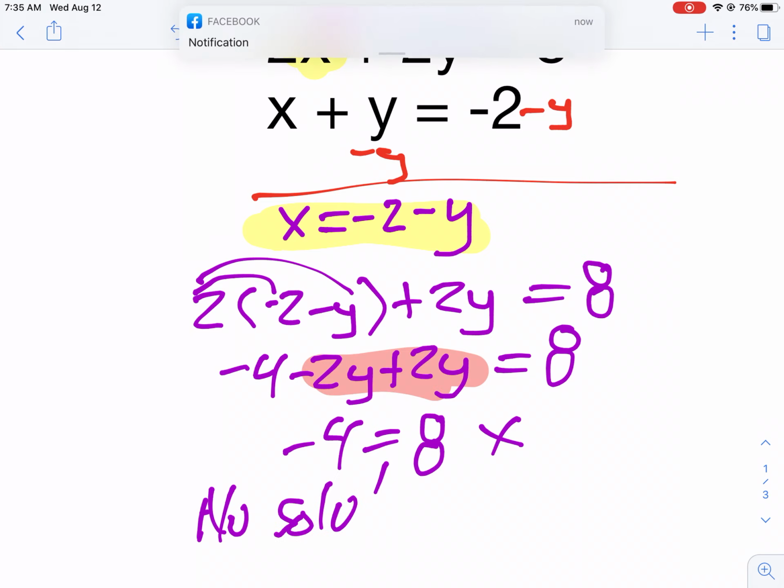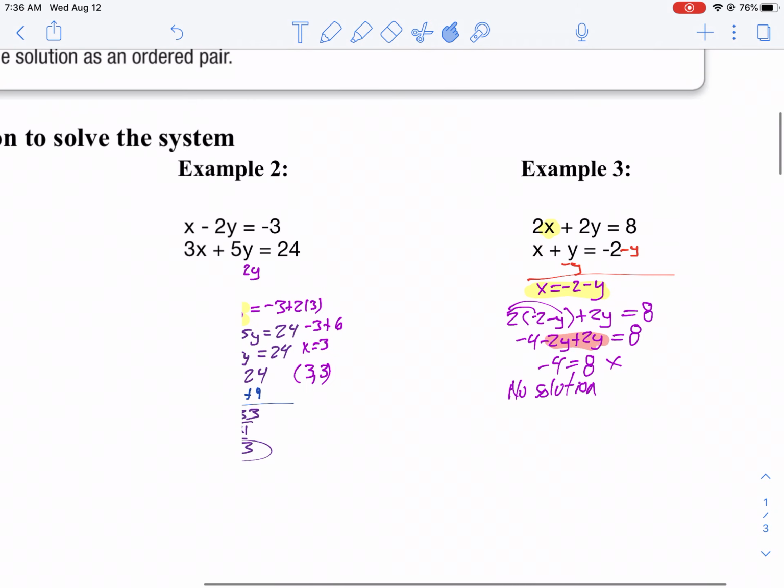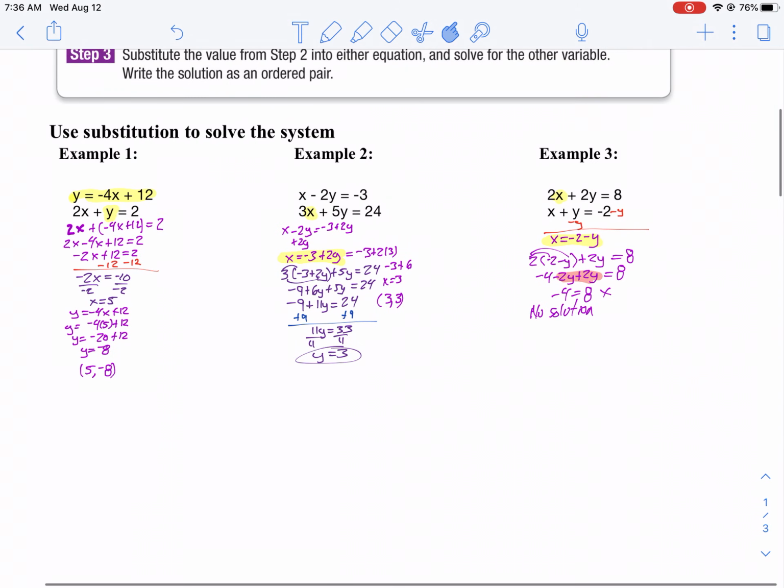If we relate this to our graphing, this would be parallel lines. They're never going to intersect. If we would end up with 8 equals 8, then that would have been infinite solutions. So you'll get no solutions, infinite solutions, or a single solution, just like we did with graphing.